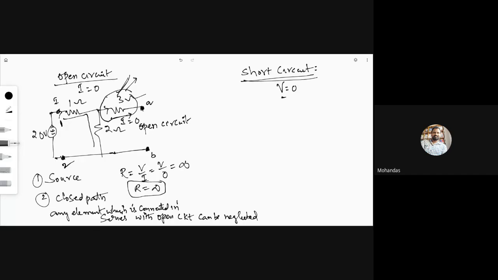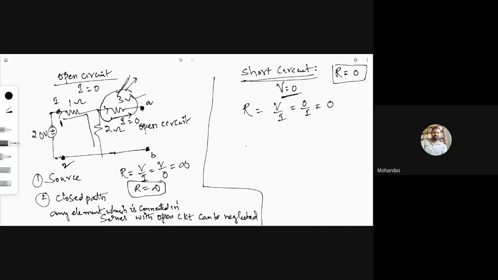Another point is short circuit. Short circuit means voltage 0. Voltage 0 means what is the resistance here? V by I. But current can flow. In a short circuit the voltage is 0 but current flows. So 0 by something is 0. Then what is the short circuit resistance? 0. Remember this.